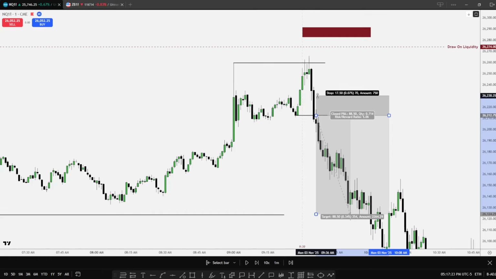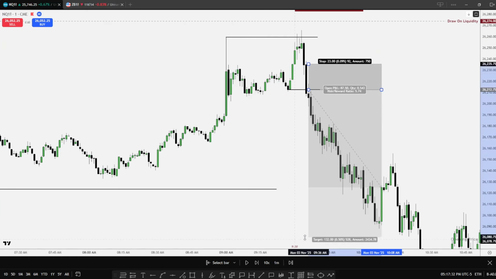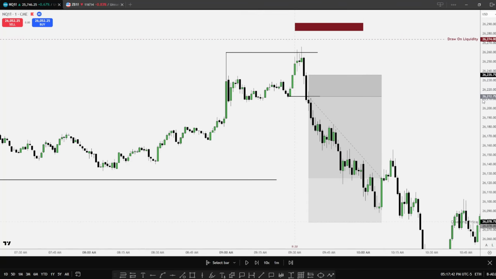This position yields you about 3.8 R. That's really good. And if you wanted to target the midnight opening price, that should yield you around 5 to 6 R. So this is a really good trade, and this happened on Monday. One day of the week out of 5, the model was there for Monday. And let's check out Tuesday.